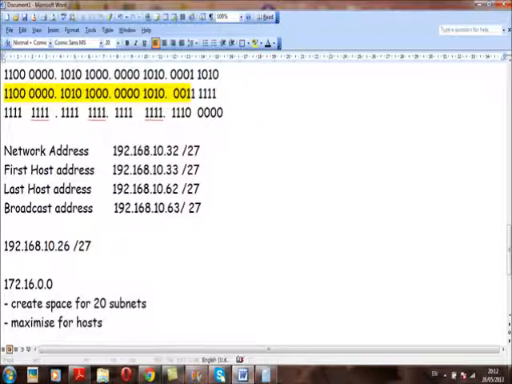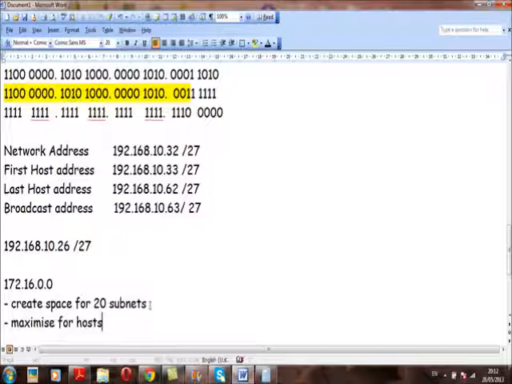But if you have to maximize for hosts, then you have to see how many bits I need to borrow to get 20 subnets. Let's get this out of the way. How many bits do you need to borrow? How many subnets can you get with 4 bits? Think about the table. 2 to the 4 is 16. 5 bits? 32. So you need to borrow 5 bits from the host portion.